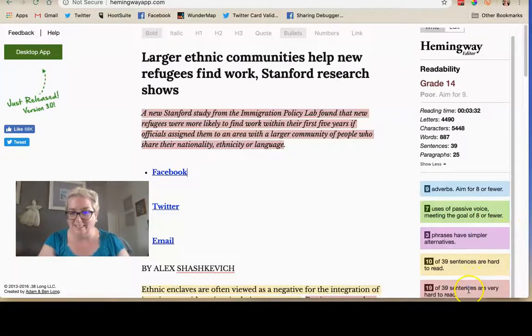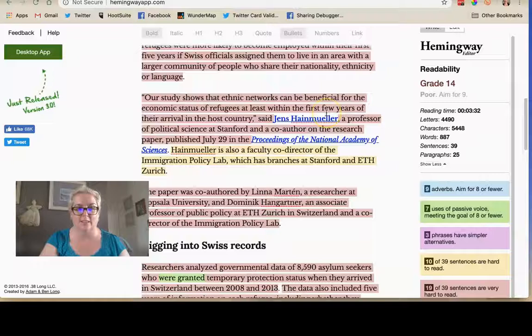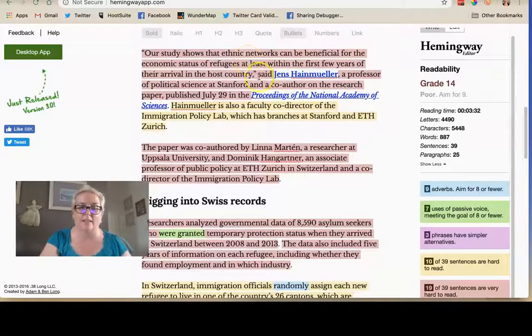So 10 out of 39 sentences are very hard to read. 3 phrases have simpler alternatives, but still, they only have 1 extra adverb. 7, they're fine with passive voice, but it's the vocabulary. I mean, look at that. Those are really hard. But like I said, when you're quoting people, you really can't change what they said.